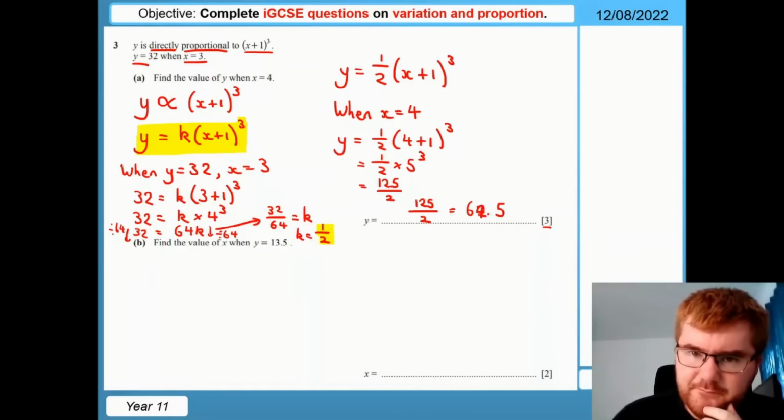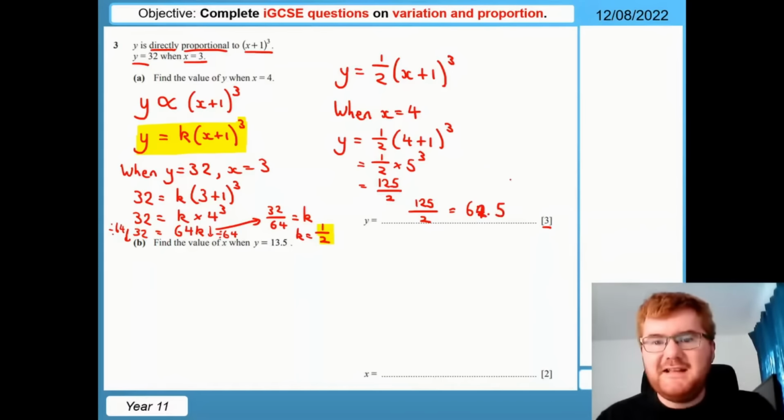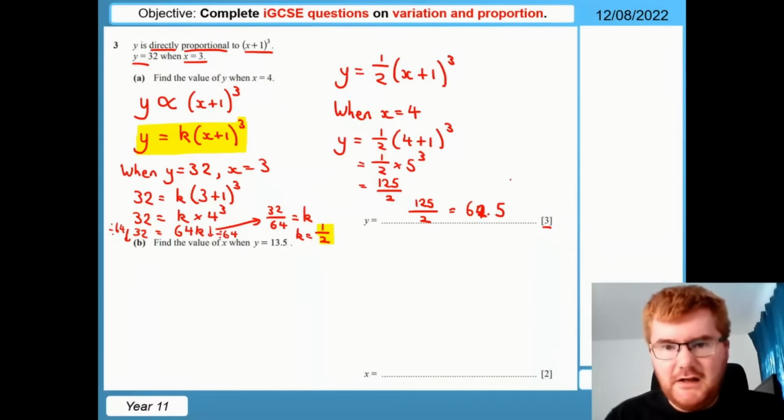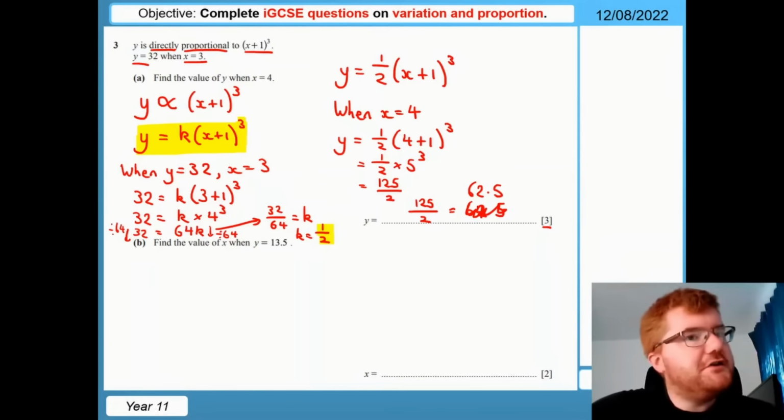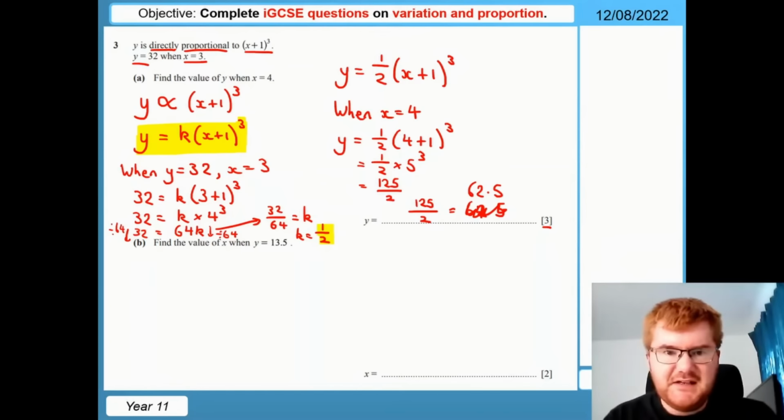62.5 even. That's better. That's the actual answer you're looking for. So actually cross that out, 62.5. There we are, nice and clear. And as you see in the mark scheme a bit later on, they put this OE, which means or equivalent. So you can write it as a fraction. You can also write it as a decimal.